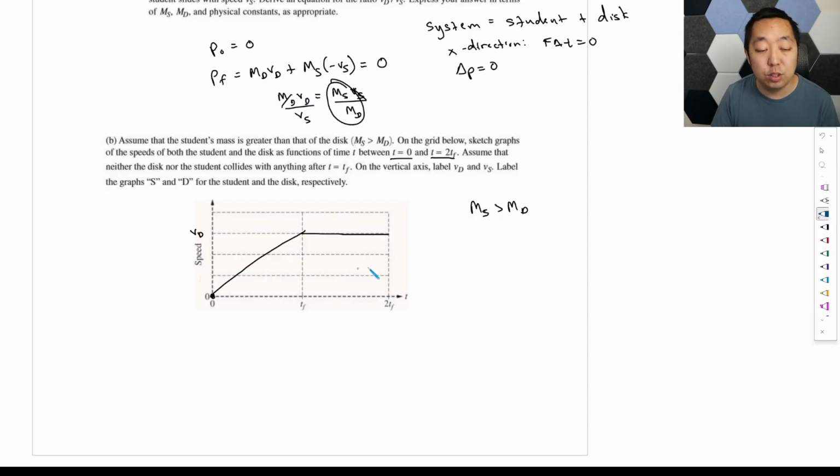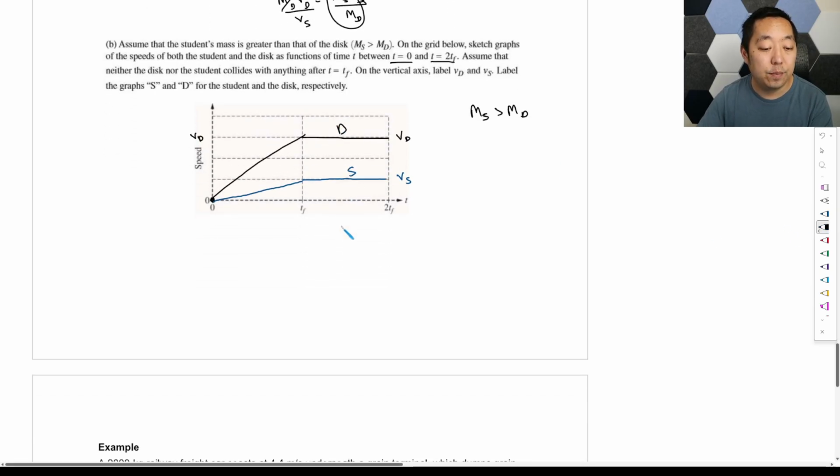Now let's talk about the student. What is he going to do? He's going to experience a force like this, and he'll have a vs here, and this will be vd. He's going to do the same thing because after they're not pushing on each other anymore, the acceleration is 0. And remember, for a speed versus time graph, the slope is the acceleration. So that would be vd and vs. Oh, and then label s. Oops, s is this guy down here, and d is this guy up here, like that.